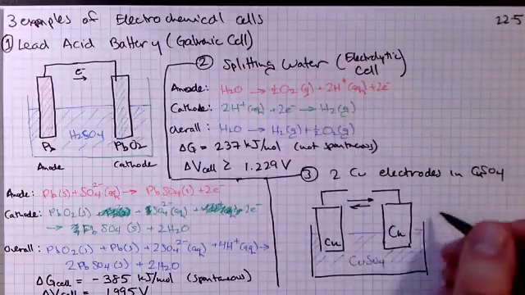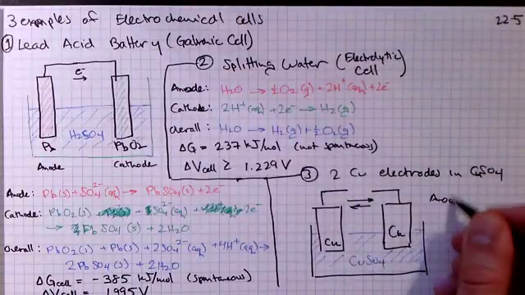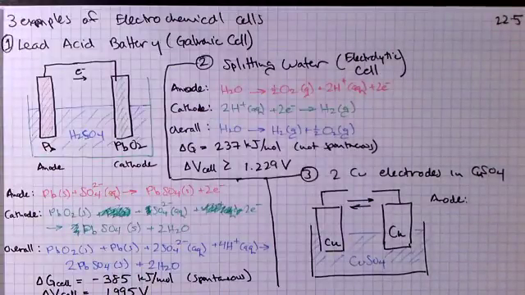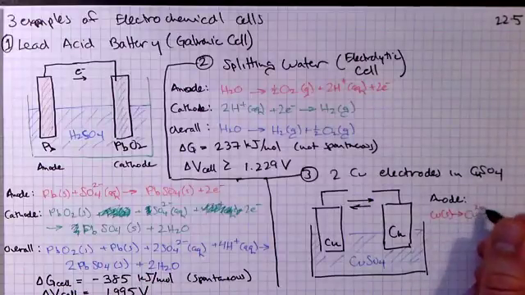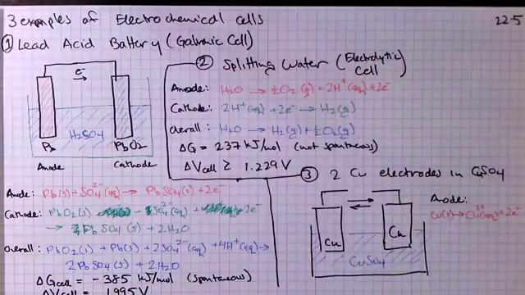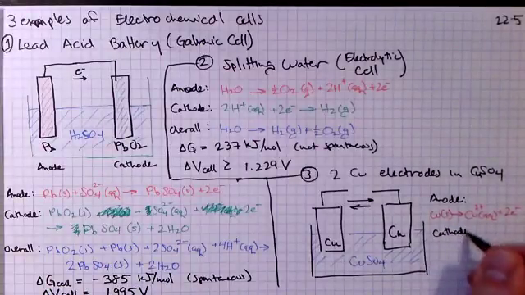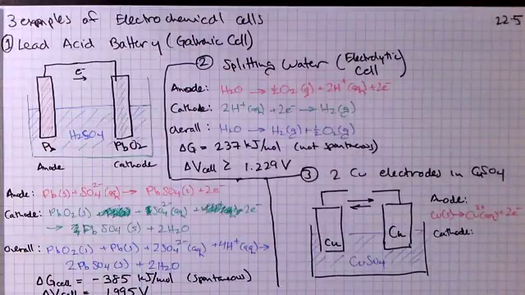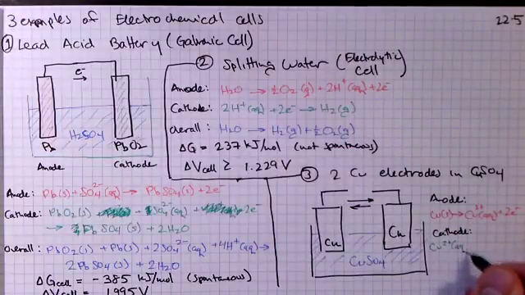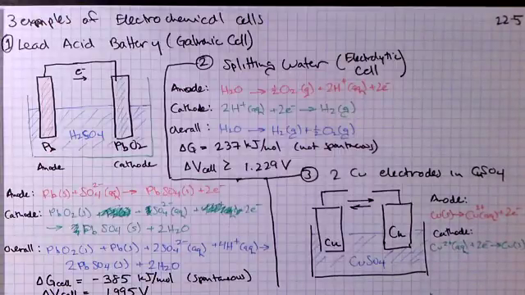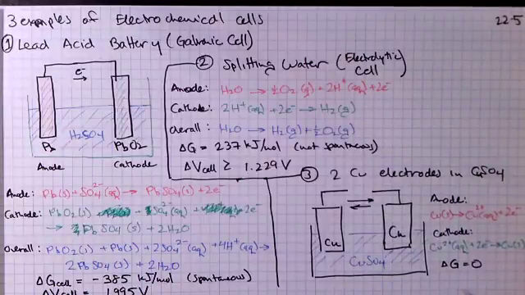So in this case, at the anode, we have copper, solid copper, going to copper 2 plus, which is aqueous, plus 2 electrons. And at the cathode, we have copper 2 plus, aqueous, plus 2 electrons going to copper, just the opposite of the above. And so there's really no overall reaction, so delta G is 0.